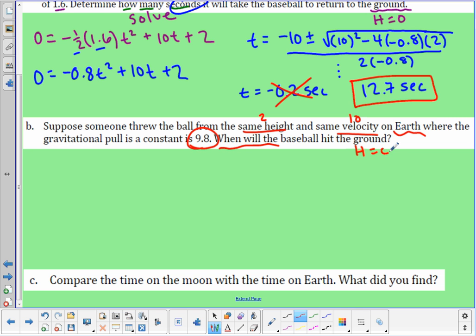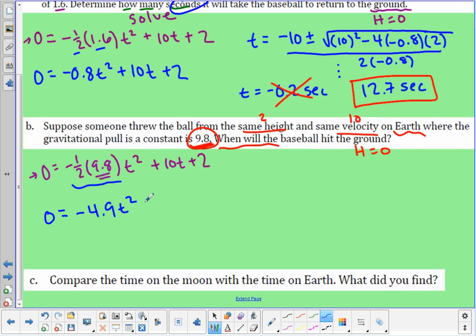So I'm still looking for h equals 0. The only thing that's changed is this 9.8. So my equation looks like this: 0 equals negative 1/2 times 9.8 t squared plus 10t plus 2. So again, notice that it looks the same as this equation, except for that 9.8 has changed. Again, I'm going to multiply those two in the front together. You can put them together. So that's negative 4.9t squared plus 10t plus 2.